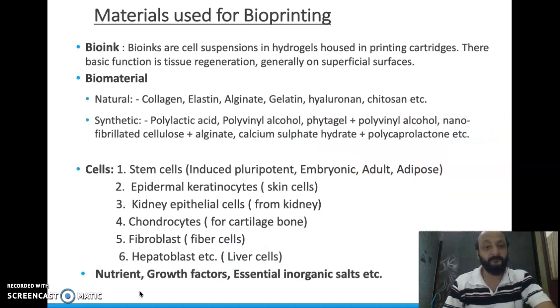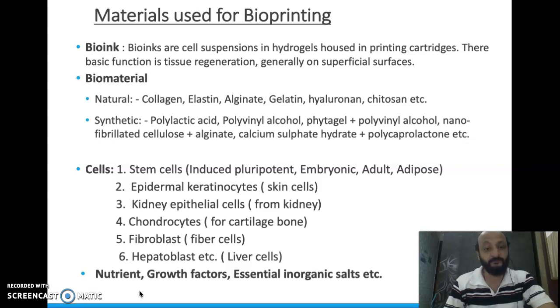So what are the materials used for bioprinting? The first one is bioink, then biomaterial, cells, nutrients, growth factors, essential inorganic salts, etc. Basically, biomaterials are like collagen, elastin, alginate, gelatin, hyaluronan, chitosan, etc. The synthetic ones are like polylactic acid, polyvinyl alcohol, etc.